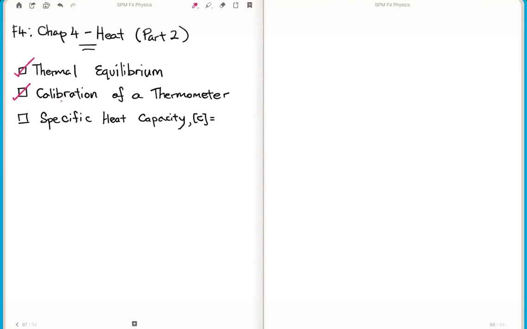Okay, so that's how you calibrate the thermometer, and also the types of thermometer and the material used for a thermometer, and its characteristic. Because they will expand linearly, right? Because they possess a thermometric property.